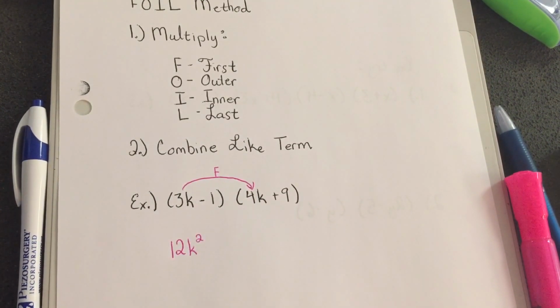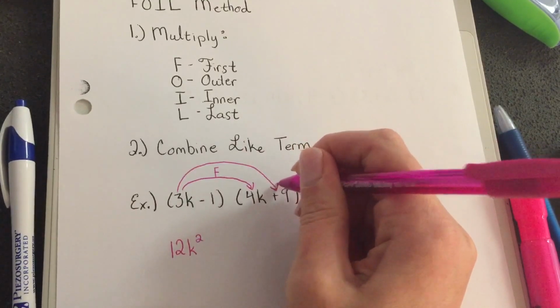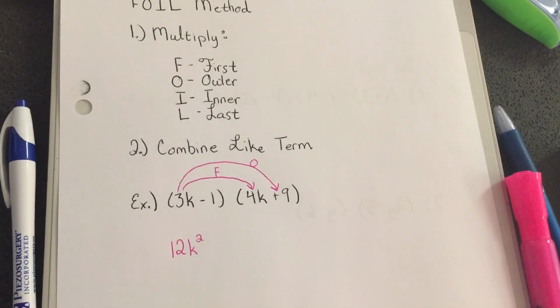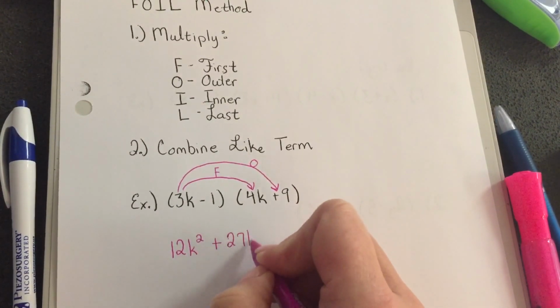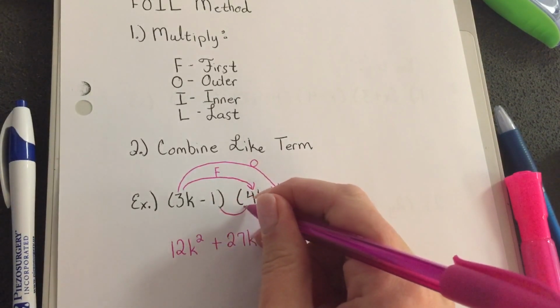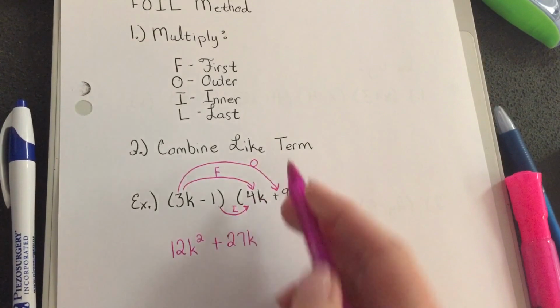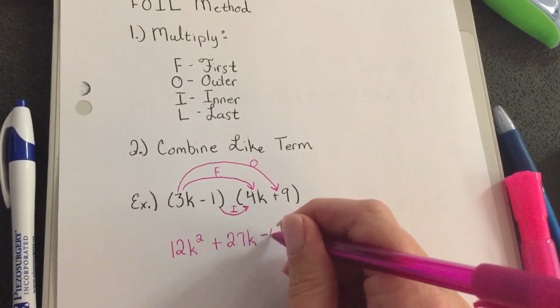Okay, first. Outside. Now I'm going to use the outside term of my parentheses. So I have 3k times 9. 3k times 9 is plus 27k. Now I'm going to look at my inside terms, the ones that are inside this whole problem, which are right here. So this is the inner term, the inside. So negative 1 times 4k is minus 4k.